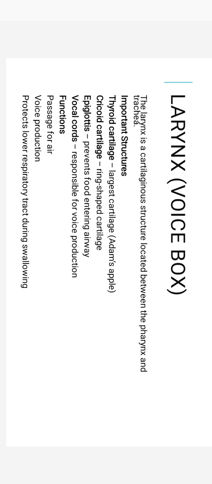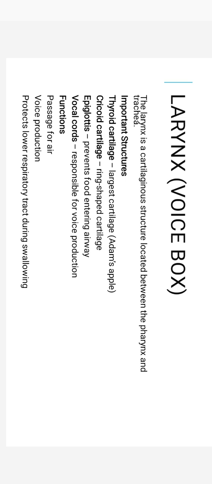Next, larynx. The larynx is a cartilaginous organ located between the pharynx and trachea. It is commonly called the voice box because it plays a major role in sound production. The larynx consists of several cartilages, among which the thyroid cartilage is the largest. In males, it is commonly visible externally as the Adam's apple. Another important cartilage is the cricoid cartilage, which provides structural support to the airway.